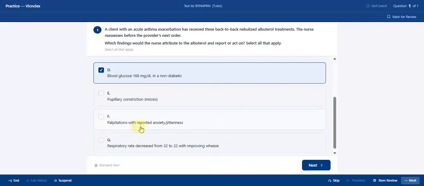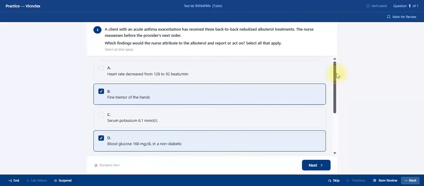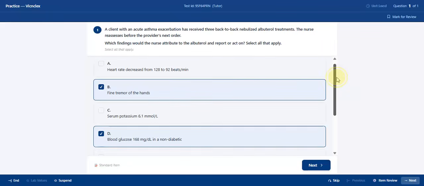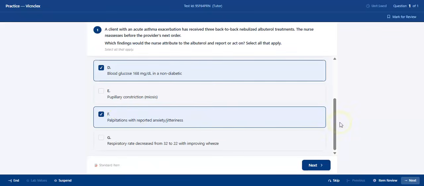So the next one says palpitation, anxiety and drowsiness. Yes, remember we're going to have tachycardia. Definitely this is going to lead to that. So it's a side effect. And the last one says respiratory rate decreased from 32 to 22. This is good, with improved wheezing. So this is not a side effect of albuterol. Rather, this is a therapeutic effect. So our answers that are peculiar to the side effects of albuterol that we need to report or act on are going to be fine tremor, blood sugar level that is 168 milligram per dL, and palpitation, and that is our answer. So take note of this for the NCLEX exam.